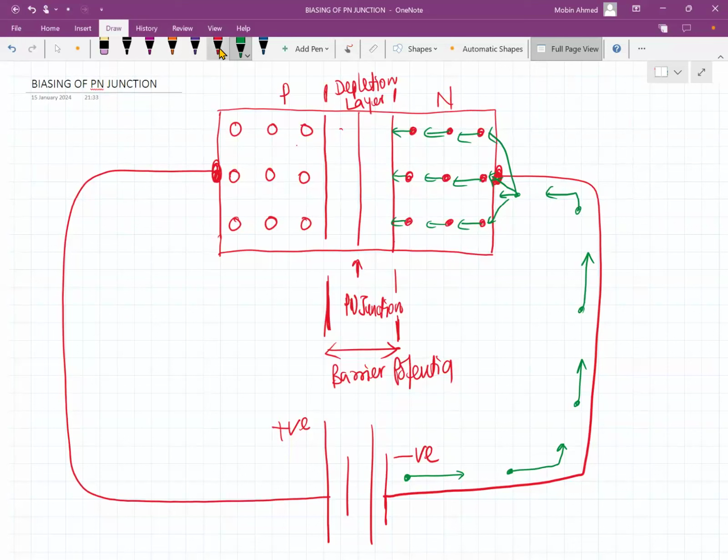Same way, the positive terminal is connected here, and the holes will be repelled by the positive terminal towards the junction. This is also going to move towards the junction. And because they move towards the junction, the depletion layer narrows down.